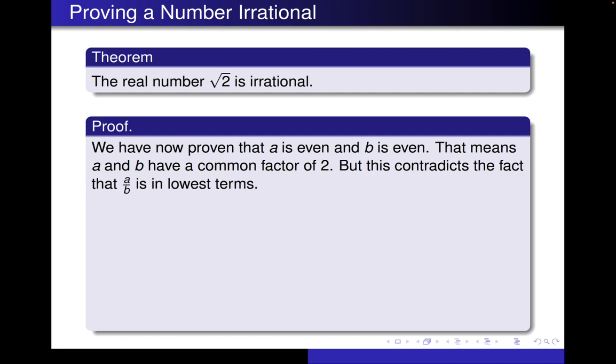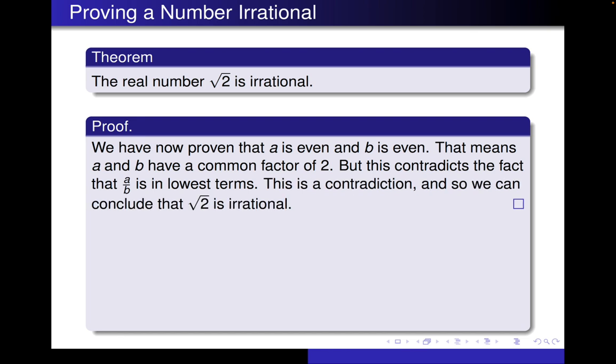But this contradicts the fact that a over b is in lowest terms, since a and b have a common factor of 2. This is a contradiction. We're telling our reader we have a contradiction, so they know that the end of the proof is here. And so we can conclude that square root of 2 is irrational.